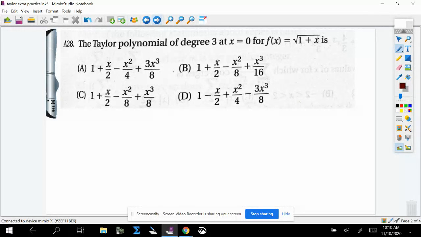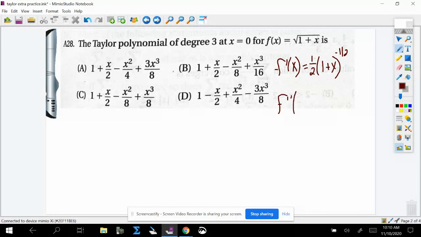So this is a very specific one. They give you a function. They ask you to do the Taylor polynomial of degree 3. It is centered at 0, which is nice, easier to work with. When I take the derivative here, I am going to have to do a chain rule. So I'm going to make my derivatives off to the side here. Power out front is 1/2. Power 1 less is to the negative 1/2.